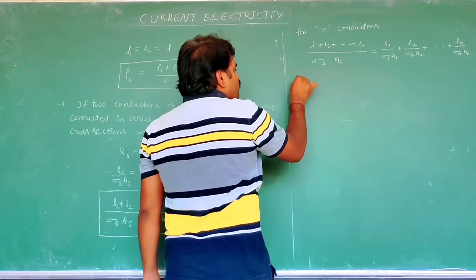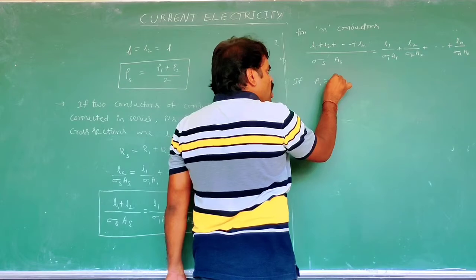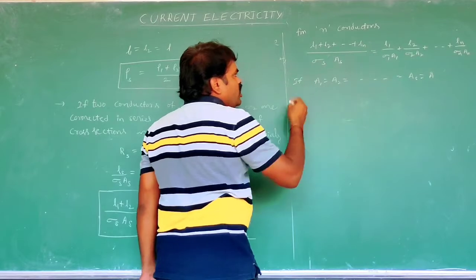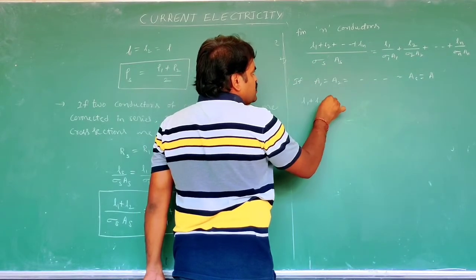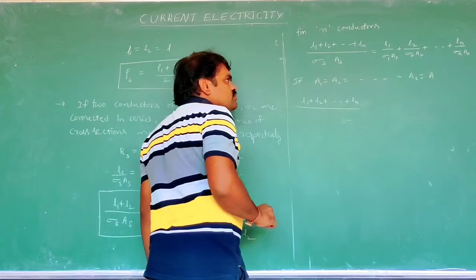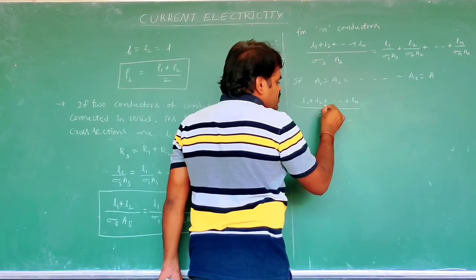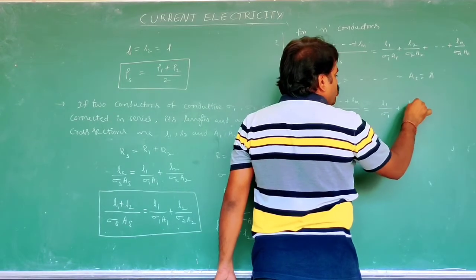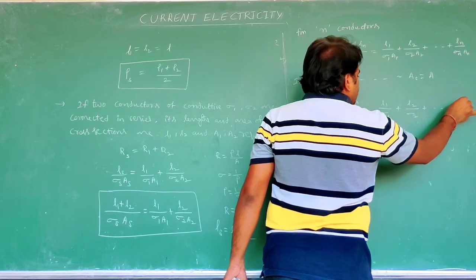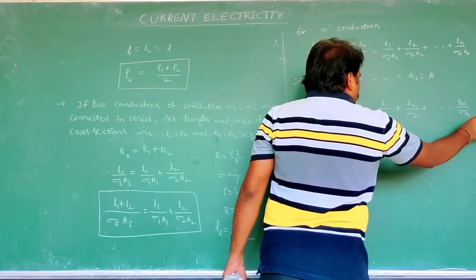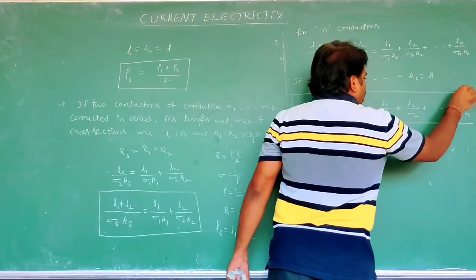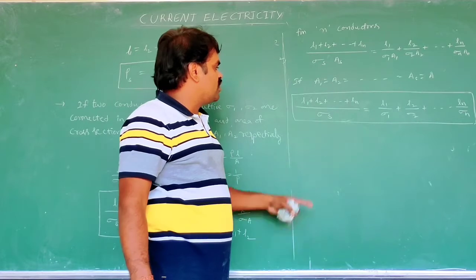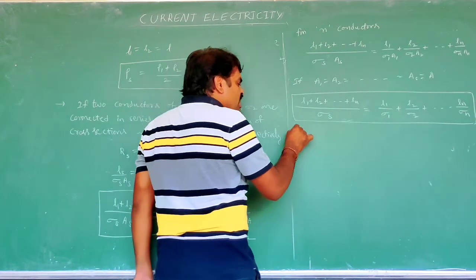Here, if the cross-sectional areas of all conductors are equal, AS is equal to A. We write simply L1 plus L2 plus dash plus Ln by sigma S is equal to L1 by sigma 1 plus L2 by sigma 2 plus dash Ln by sigma n. Why? Because the area will be the same, so all area terms stay common and cancel, and we get this.